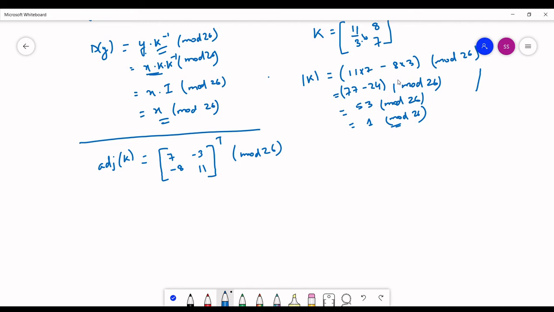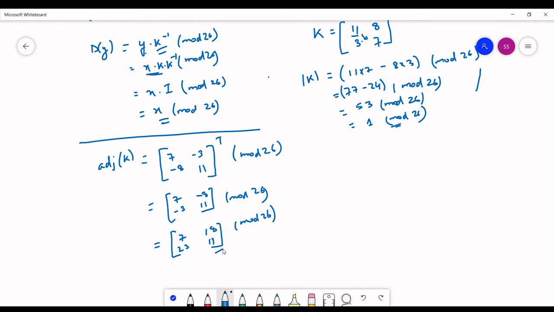So for a 2 by 2 matrix it's like that, and if you take the transpose of that, you will get 7, -8, -3, 11 mod 26. This I can write as 7, 18, 23, 11, since -8 plus 26 is 18 and -3 plus 26 is 23. So this is my adjoint of k.